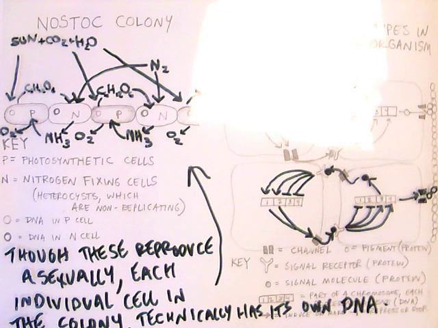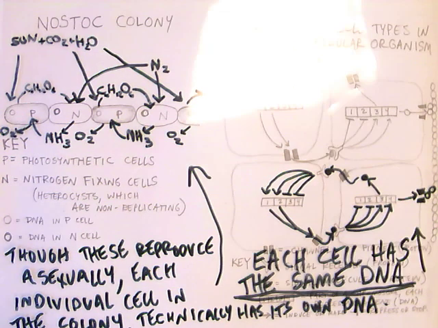In the multicellular organism, every single cell has the same genes, but not every single cell is expressing the same genes. This would be a difference between cells in a multicellular organism and cells in a colony. Despite this slight difference, most everything else is the same.